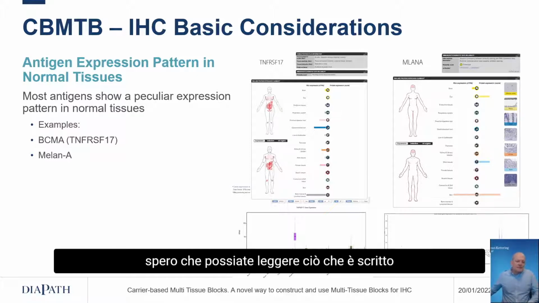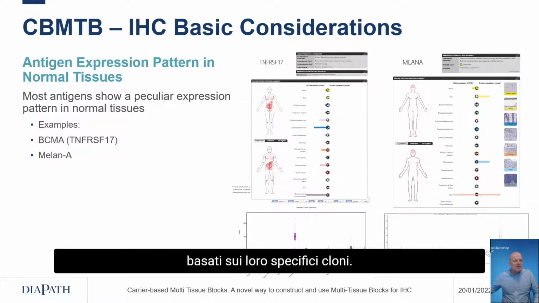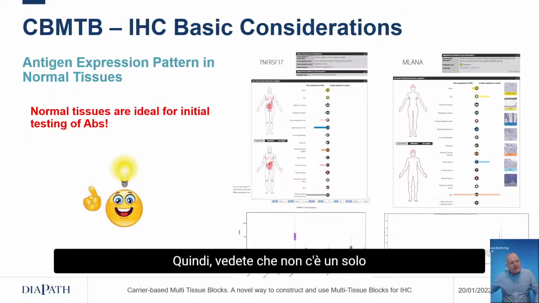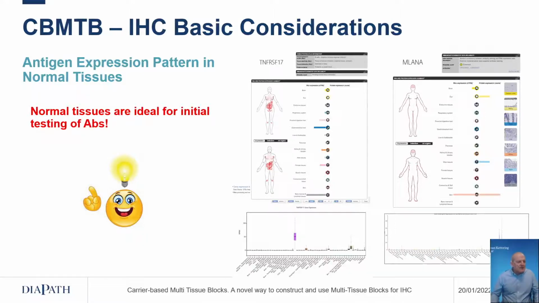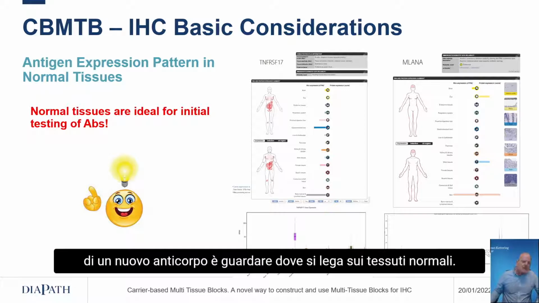When you look at this, I hope you can see my cursor. On the left side is actually mRNA data, and to the right side, the Human Protein Atlas usually displays protein data, mostly based on their own polyclonal. For me, important is the left side, and we see that this is a very peculiar expression pattern. Looking at this, there's not a single tumor tissue in it. These are all normal tissues. I concluded that maybe the best way to have a fresh look at a new antibody is to look at normal tissues.